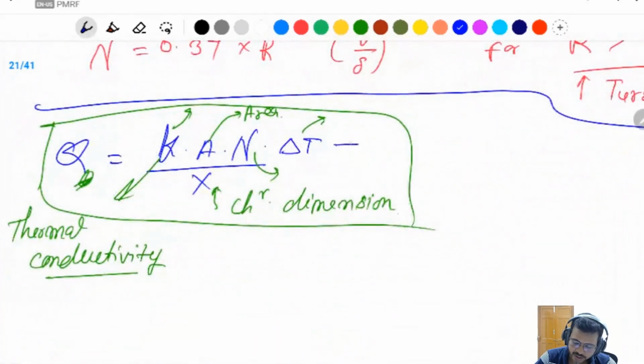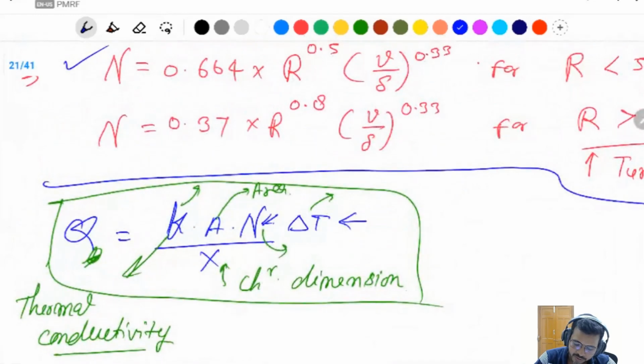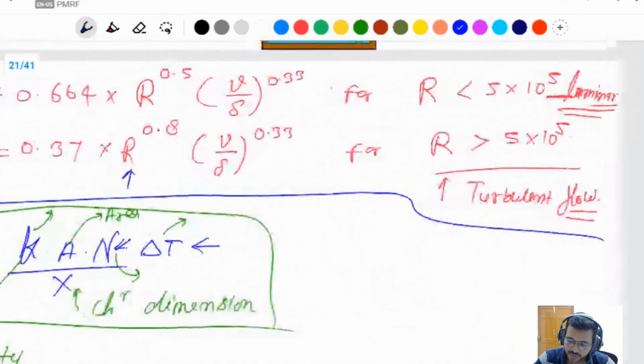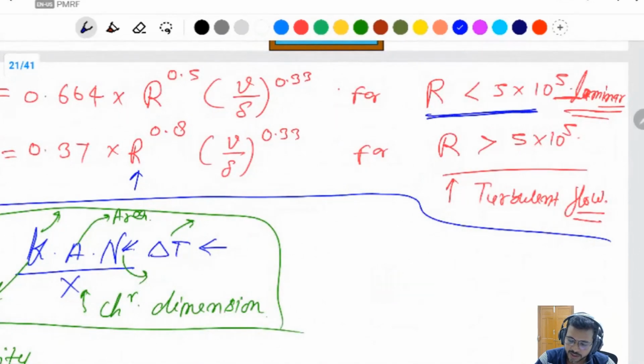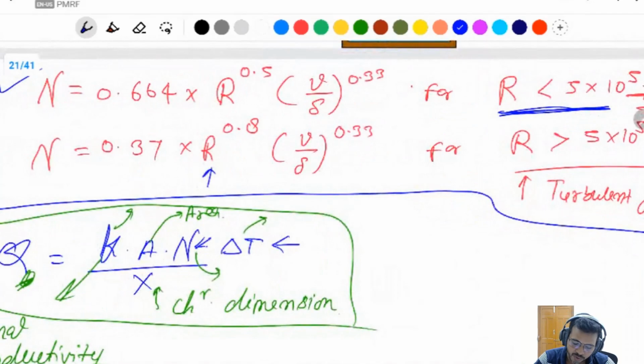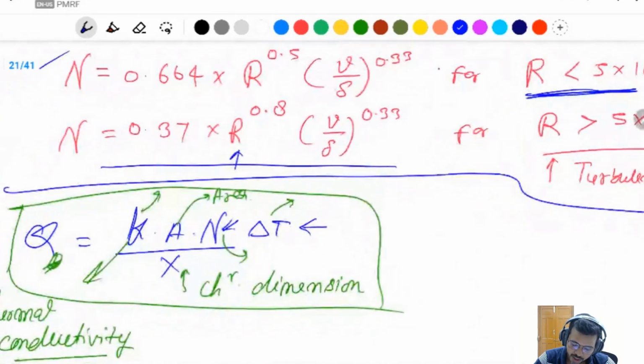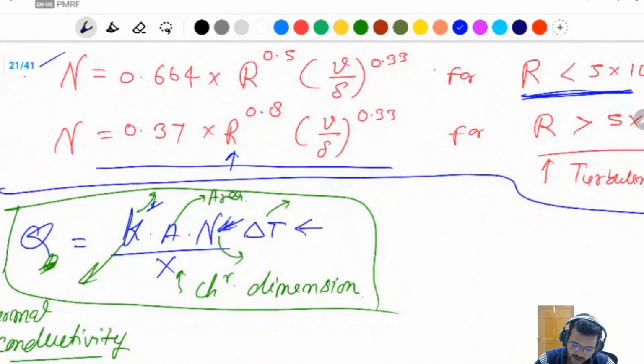Delta T will not change, it will be the same. Reynolds number and Nusselt number will change, because the Nusselt number depends on the Reynolds number, on whether the flow is turbulent or laminar. First we calculate the Reynolds number. Then you can find whether it is laminar or turbulent. After that you can use the formula for the Nusselt number. Then you can find the Nusselt number.